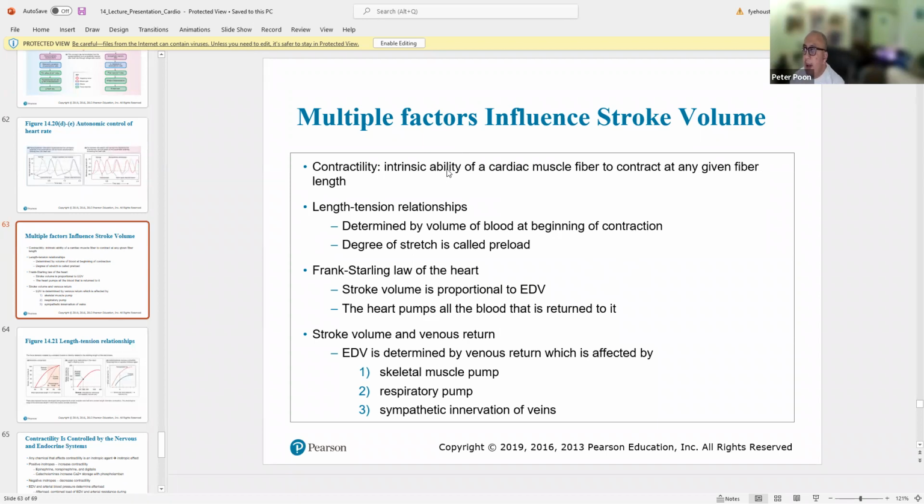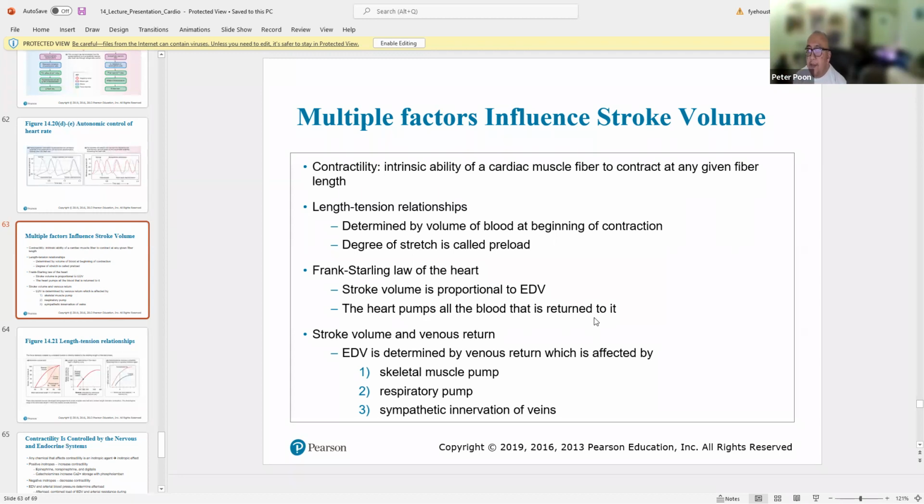So multiple factors influence stroke volume. So the Frank-Starling law of the heart. The heart pumps all the blood that is returned to it. So the stroke volume is proportional to the EDV. So the more EDV, the more stroke volume. So the more blood that goes in the heart, the more pumps out of it.